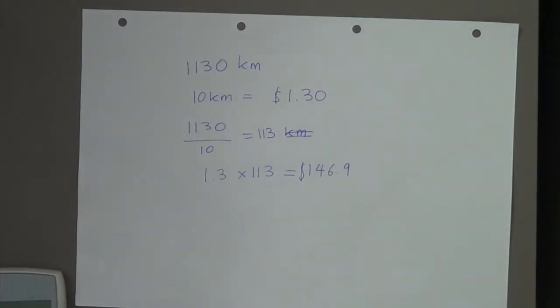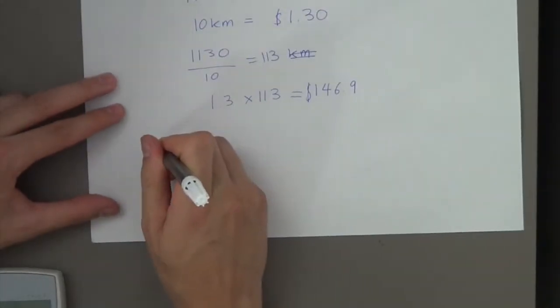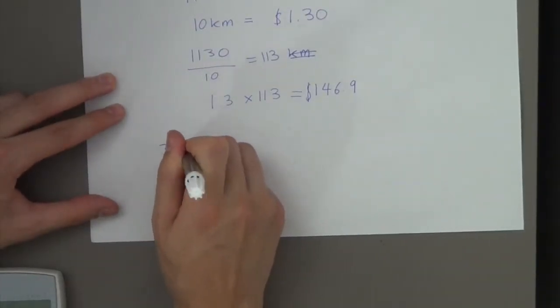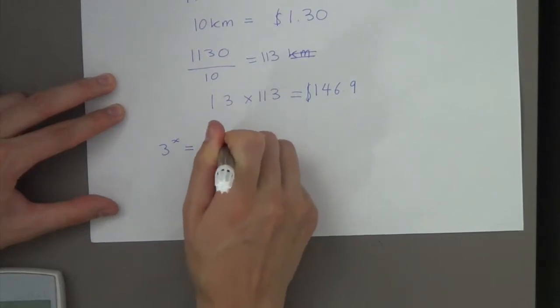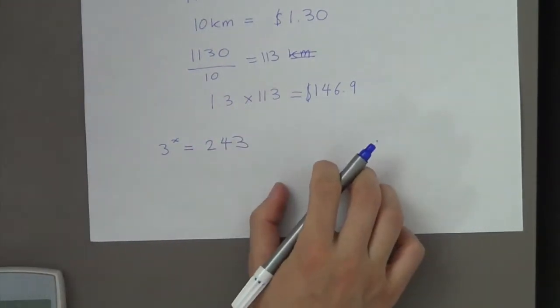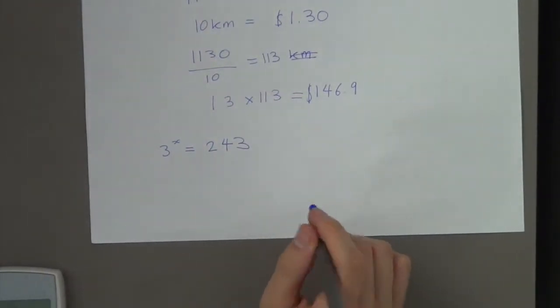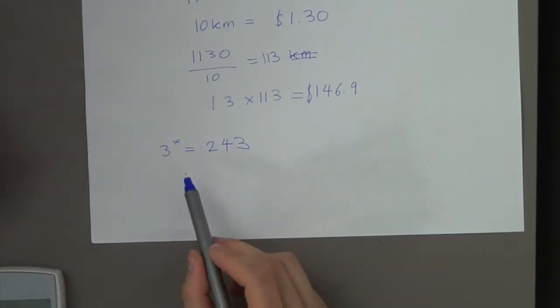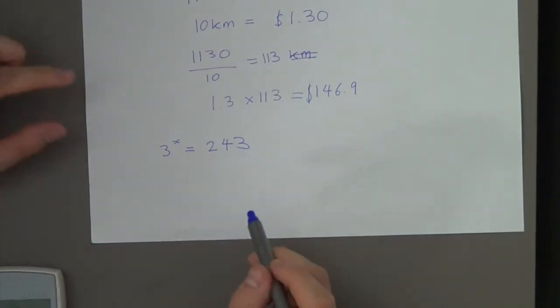Okay, so next question. So these next questions are pretty tricky. Right, this one is not too bad. Basically this is trial and improvement. Basically you have to work out what x is, okay?